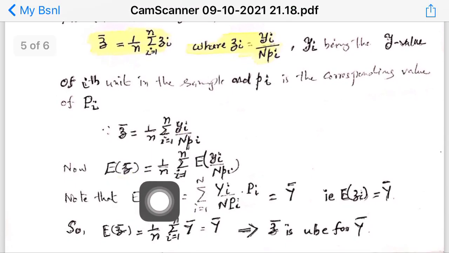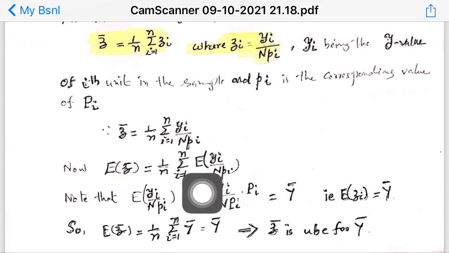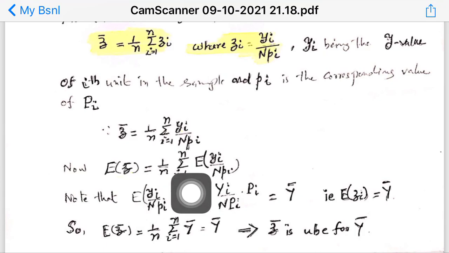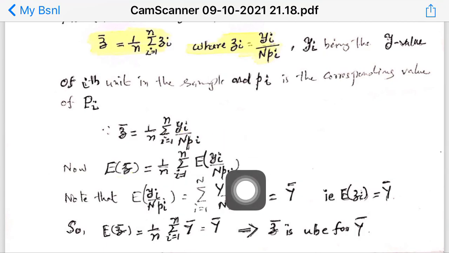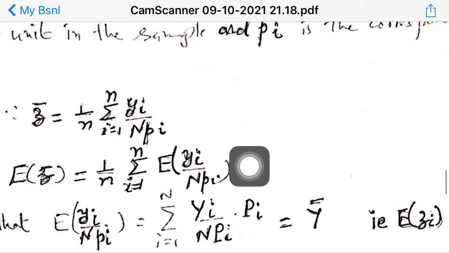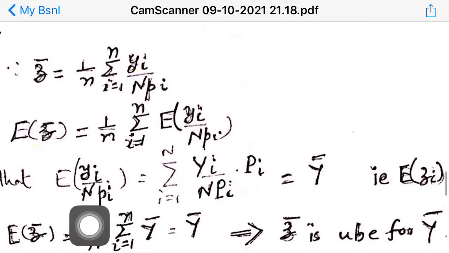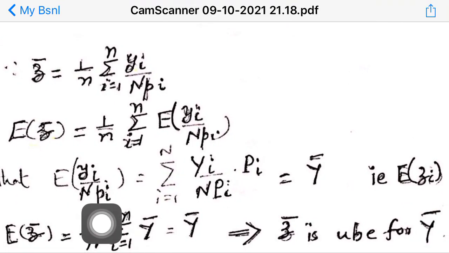Expectation of Z bar is nothing but expectation on the right hand side, that is 1 by n into sigma i equal to 1 to n, expectation of small yi divided by capital N into pi. In order to compute this expectation of Z bar, we first find the expectation which is given under the summation, that is expectation of yi divided by n into pi.